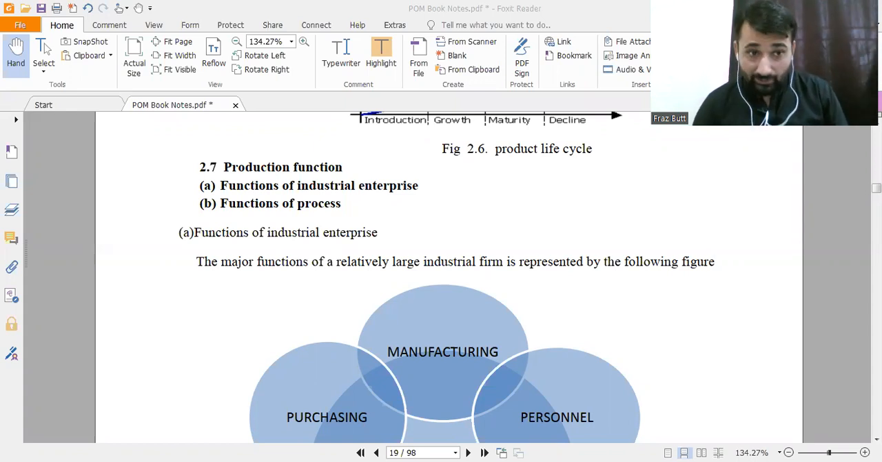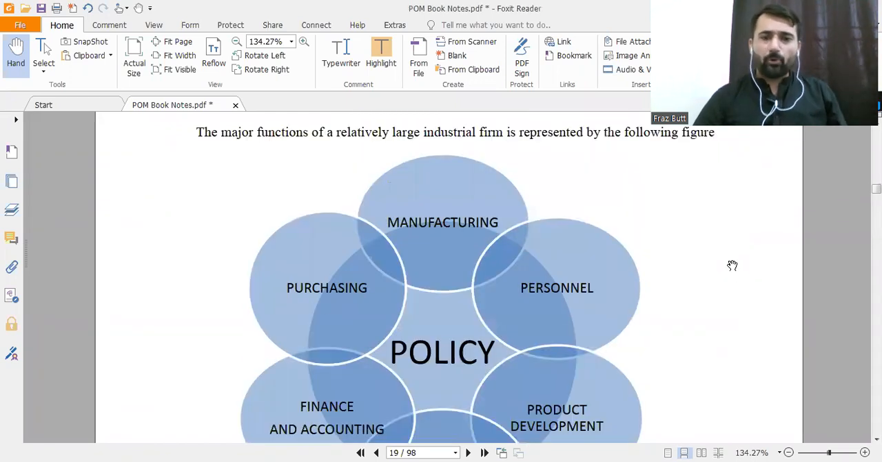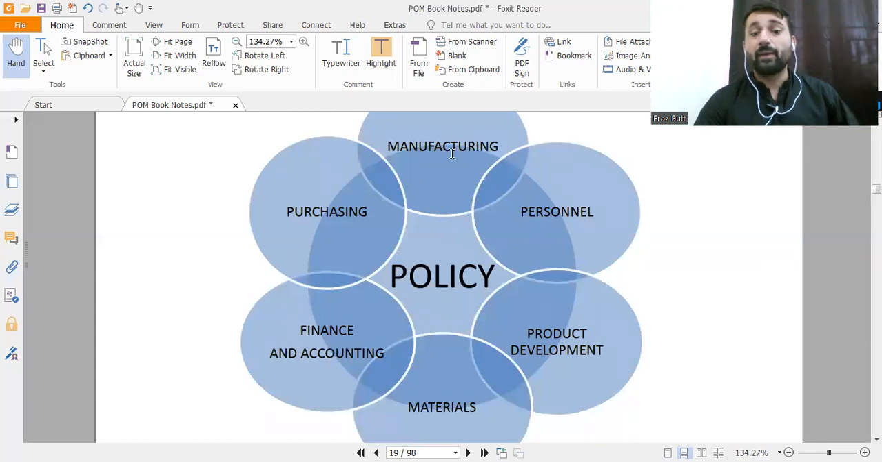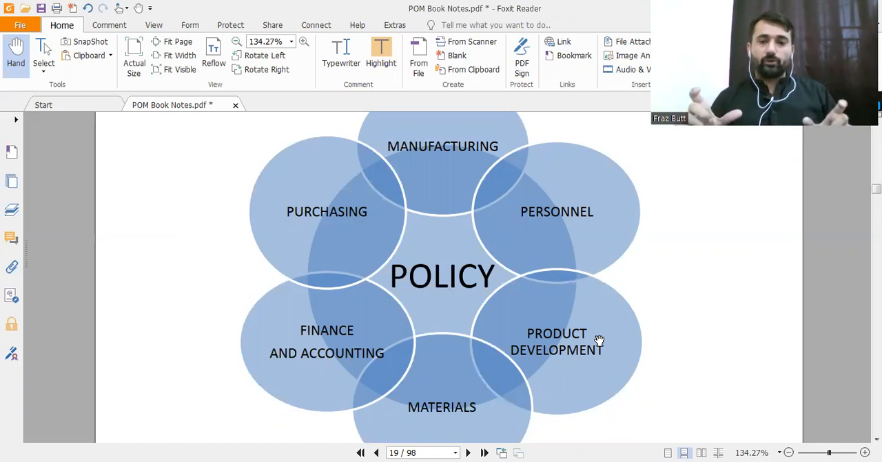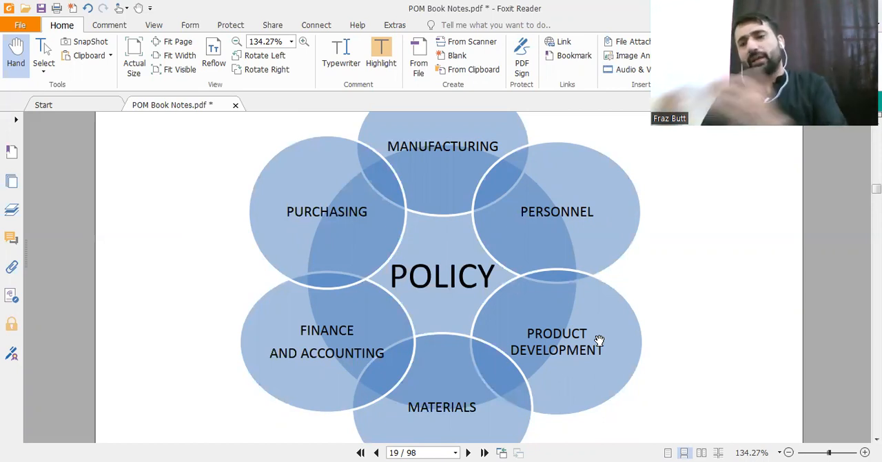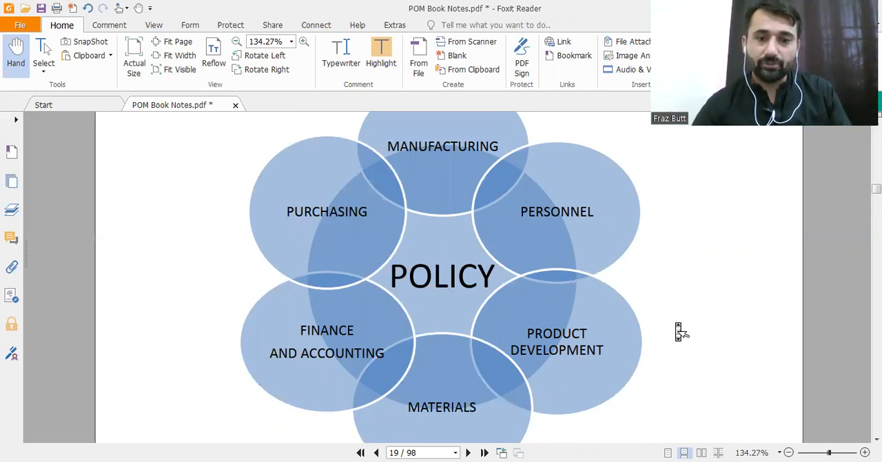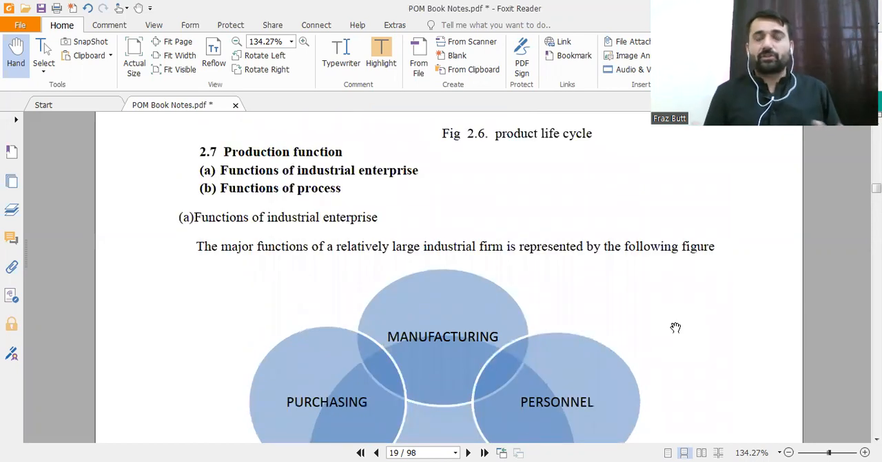This is the second lecture, apropos to the previous one, as I told you at the end of the previous video. Production function. You can see this in pictorial form. Various production functions mean the functions which, as a production manager, you have to keep in your consideration. You can see from the picture the policy is there, but also manufacturing, the personnel, the HR staff, the product development, as we were just studying about the product life cycle. Then the materials, finance and accounting, purchasing, and again manufacturing. These are all the functions which any production process has to follow.